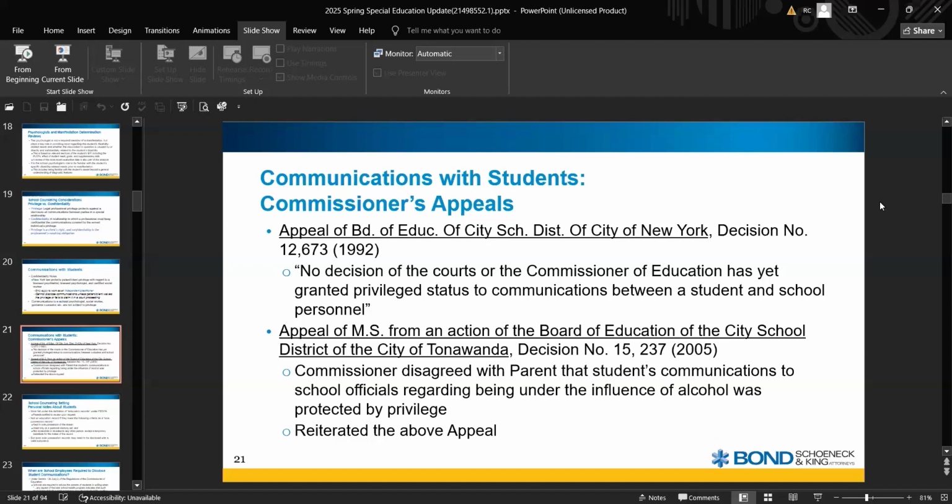We see it with school nurses too. School nurses think that HIPAA applies and that they can't share medical records with people who have a legitimate educational interest in the school. That's not true. HIPAA has a carve out that says it doesn't apply in the school setting. It's FERPA that applies even to medical records in the school setting. So a lot of misunderstandings around that.